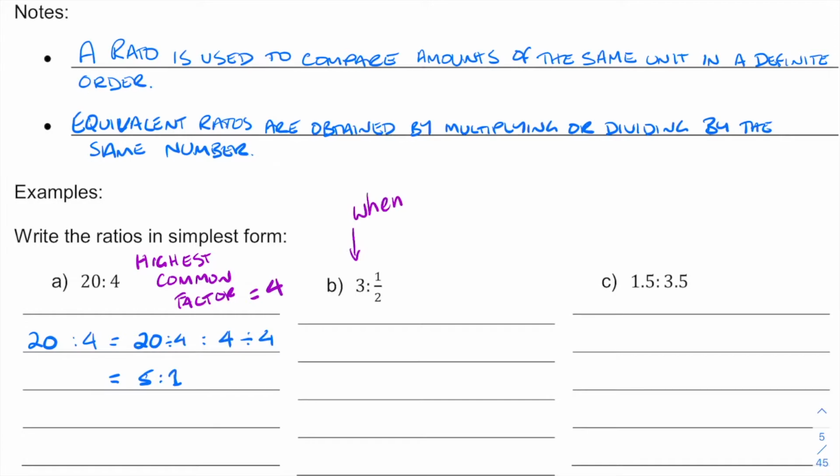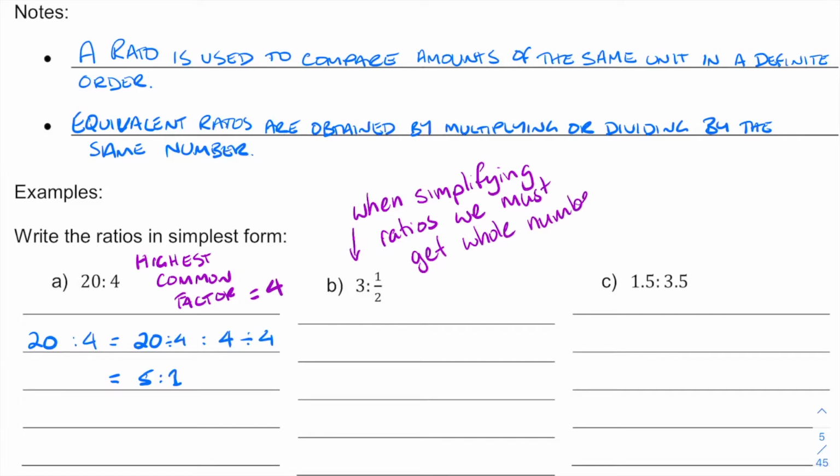So when simplifying ratios, we must get whole numbers. Okay, so no fractions, no decimals in our final answer here. So that's why with the 3 to a half, we're going to actually multiply instead of divide.